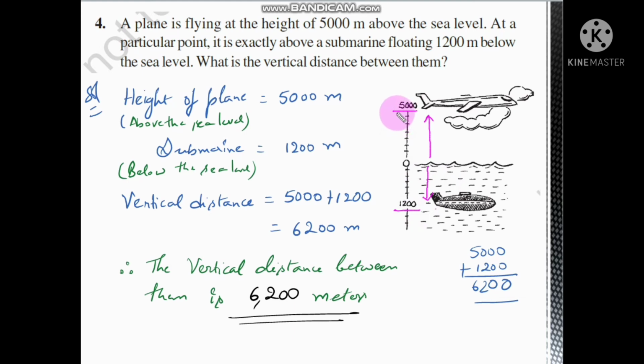Now they are asking us to find out the distance between the plane and the submarine. So what we have to do? We have to add these values. So the height of the plane is 5000 meters and the submarine is 1200 meters. So how to find out the vertical distance? If we add this 5000 and 1200, we get 6,200 meters. So therefore the vertical distance between them is 6,200 meters. Understood children? Now let's see question number 5.